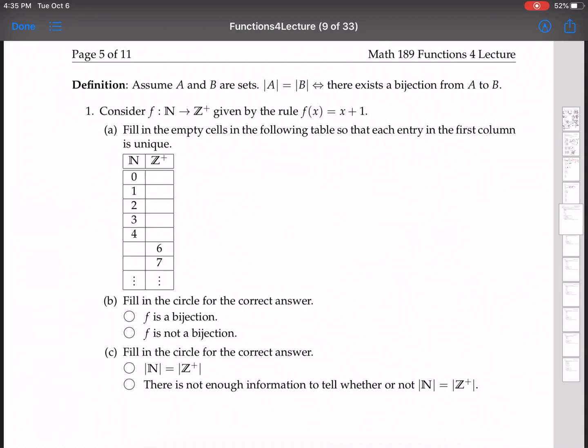Now that we've seen that the bijection rule is true for finite sets, we actually proved it, right? We proved that it was true for finite sets. Now we're going to extend this notion of matching as being equal to infinite sets.